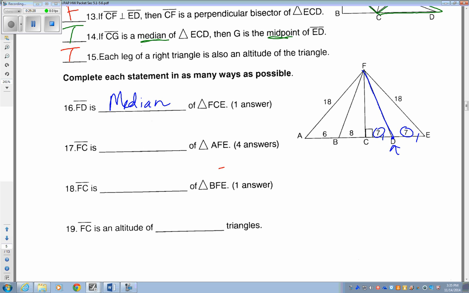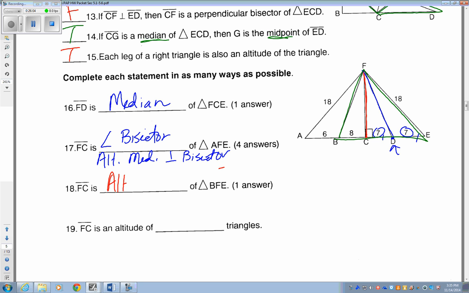FC. It's just 4 answers. Angle bisector. It's an altitude. It's a median. It's all 4. Perpendicular bisector. Okay. FC. For triangle BFE. If I'm looking at just the triangle BFE, what is FC going to be? It is an altitude. Okay, all right.